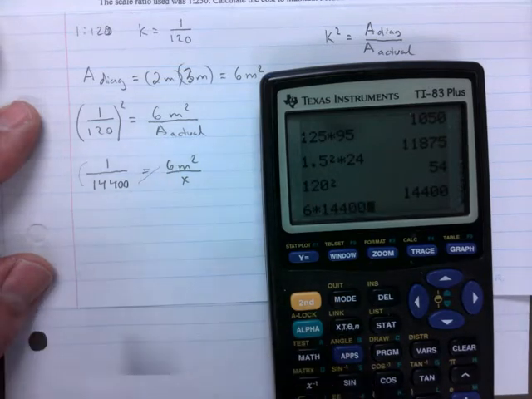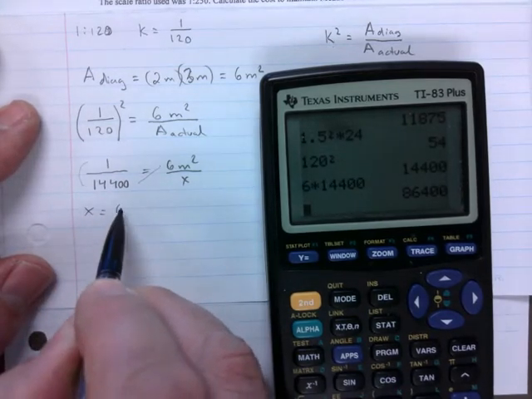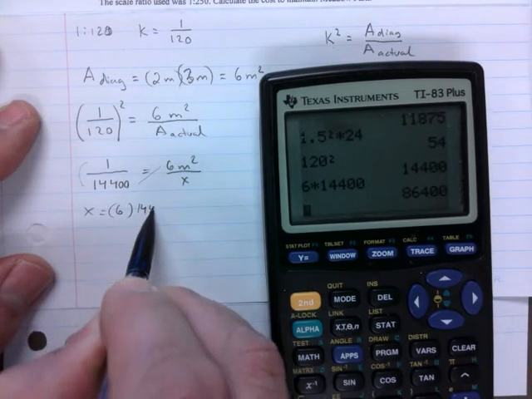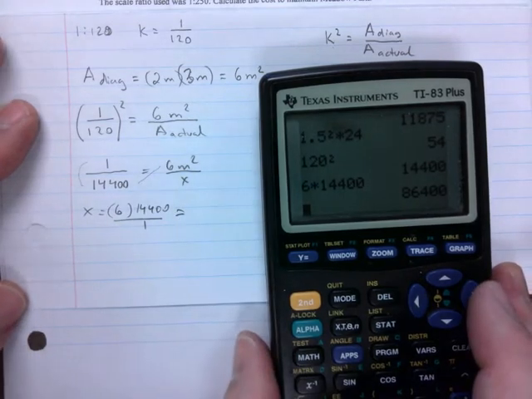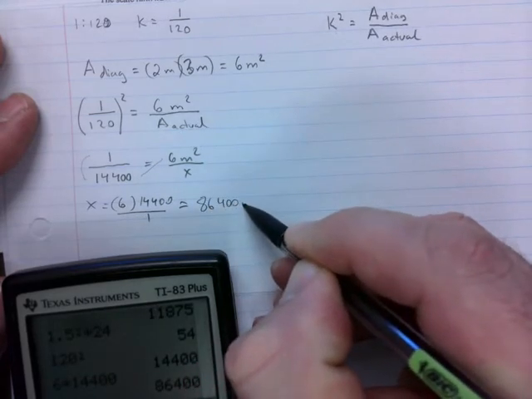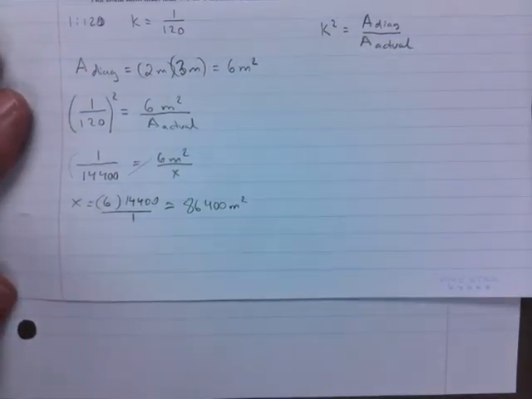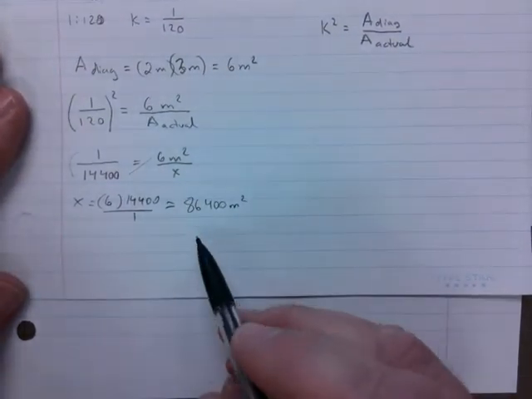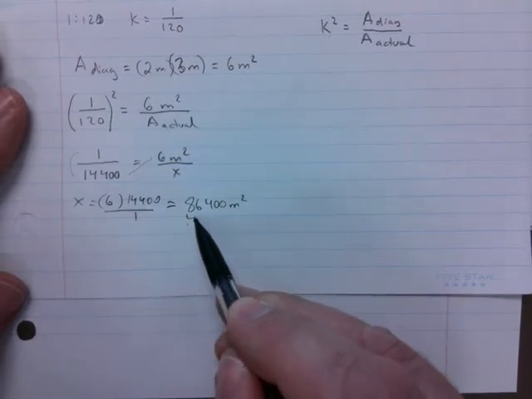So 6 times that divided by 1. Obviously, you would show your work here, right? 6 times 14,400 divided by 1. And that's 86,400 square meters. Okay, we're not done yet. We need to find the cost. Okay, but this would be the actual area, right?